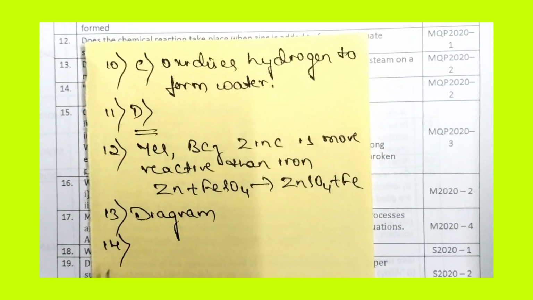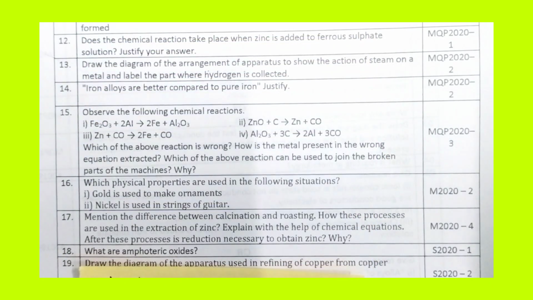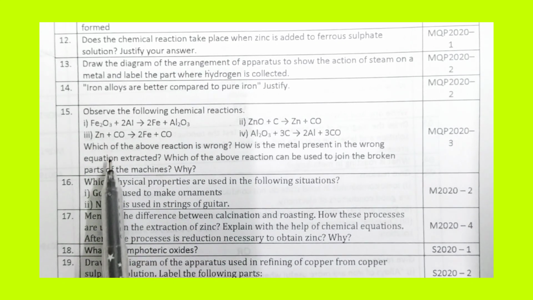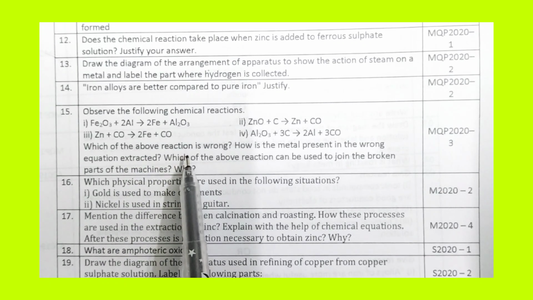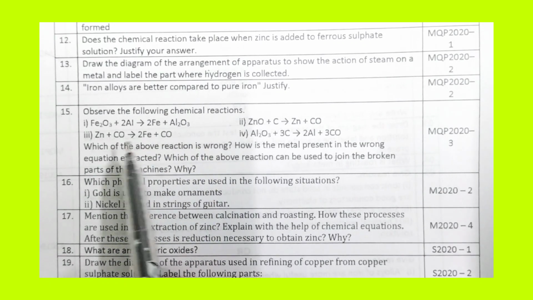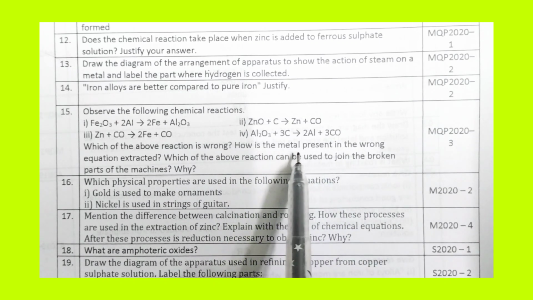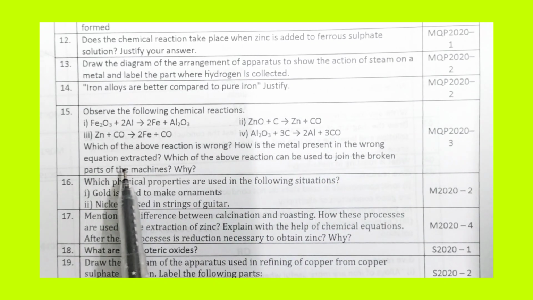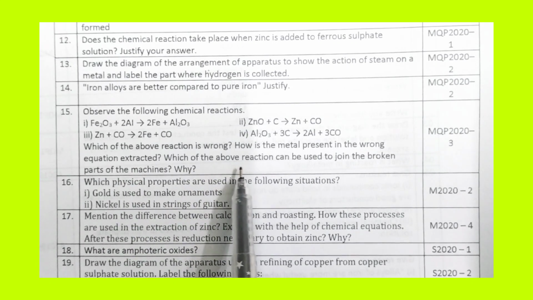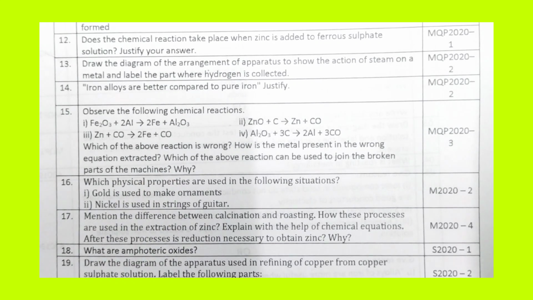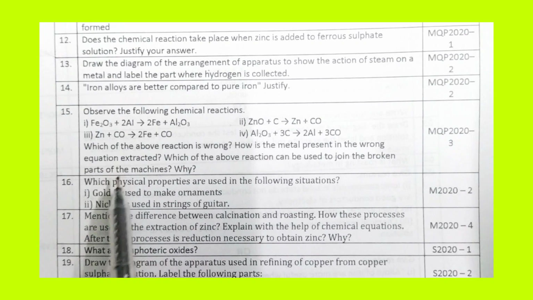Question number 15. The 15th question is, observe the following chemical reactions. Looking at these 4 chemical reactions, which of the above reactions is wrong? How is the metal present in the wrong equation extracted? Which of the above reactions can be used to join the broken parts of machines? Why? He has asked. So to answer this, let us do it like this.